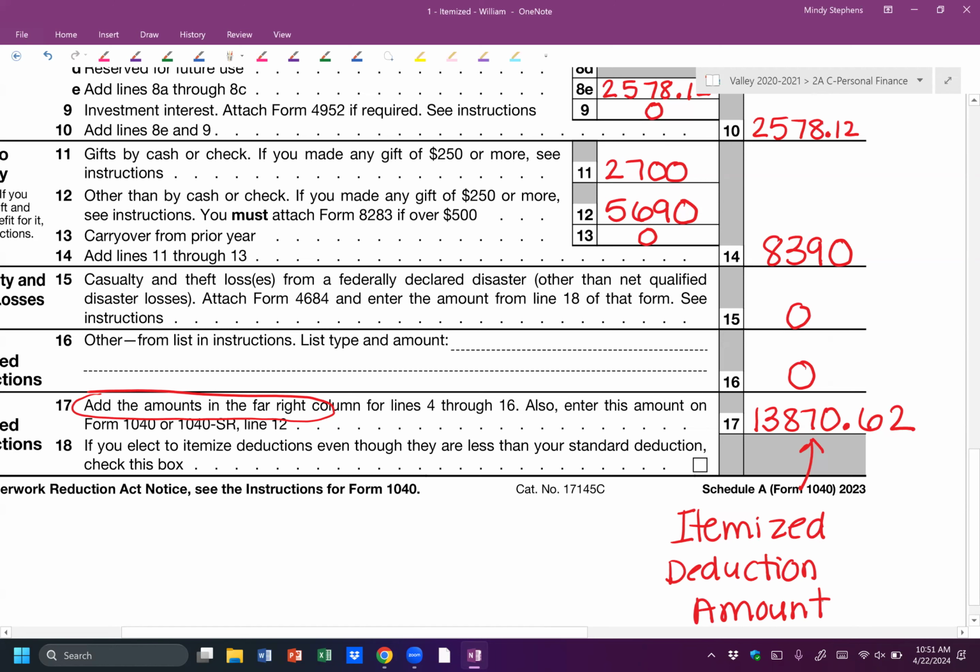Okay, check my number, 13,870.62. Again, I want you to write yourself a note. This is the itemized deduction number. That is the entire purpose of this form, to get that one single number. All that work to just get that. That is our itemized deduction number. So now let's go back and answer the questions at the bottom underneath your W-2.